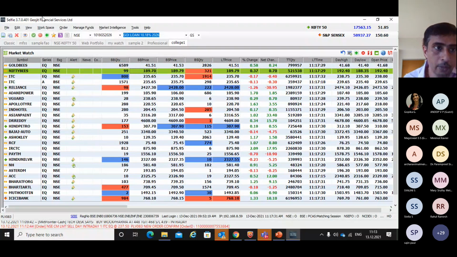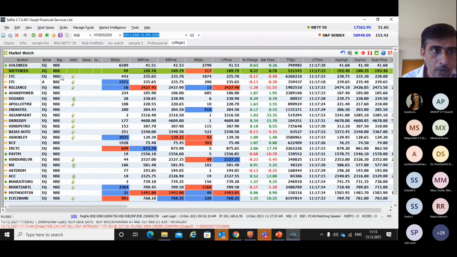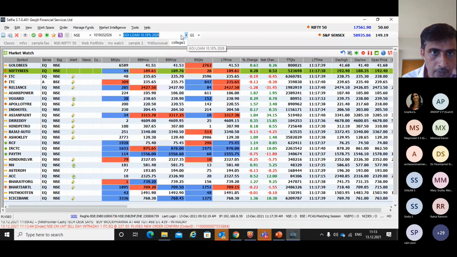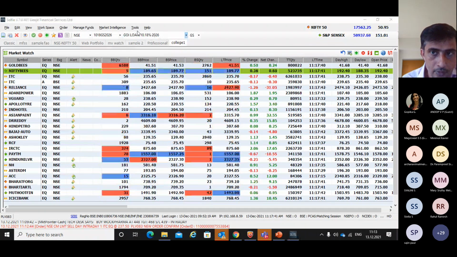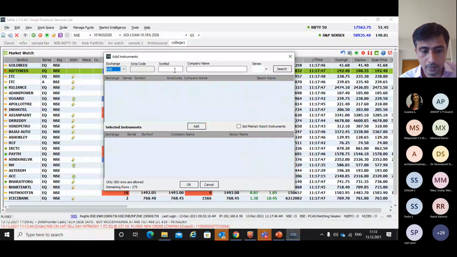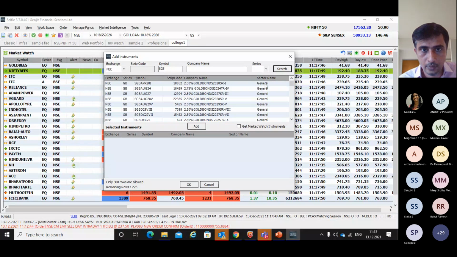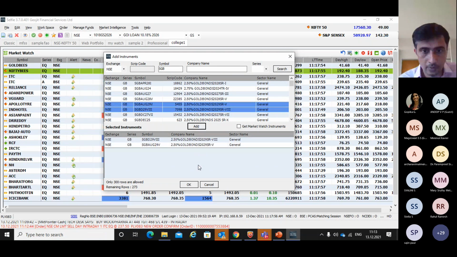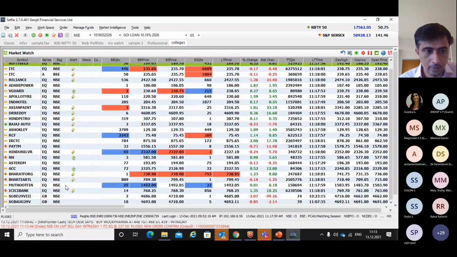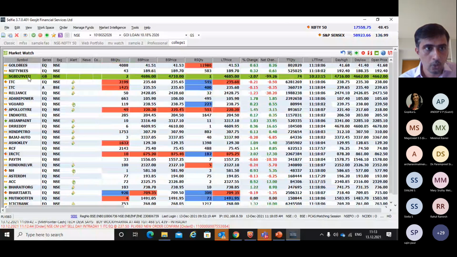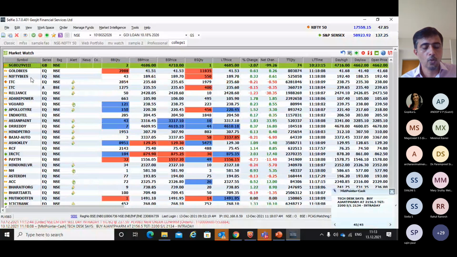So that is related to Nifty Bees. Then we were talking about the sovereign gold bond. Okay, so this is the sovereign gold bond, one of the sovereign gold bonds.